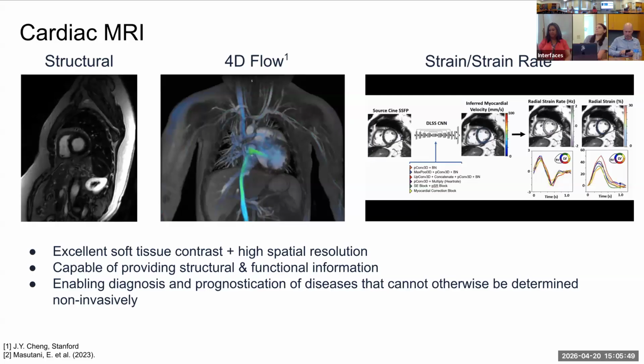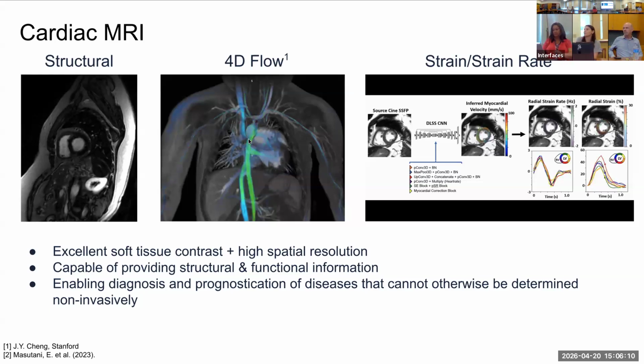So first we'll start with, what is cardiac MRI? Well, it's a very essential imaging modality. It provides excellent soft tissue contrast and high spatial resolution for imaging the heart. It doesn't just provide the structural information, it provides the functional as well. And that's what makes it unique compared to some of the other imaging modalities.